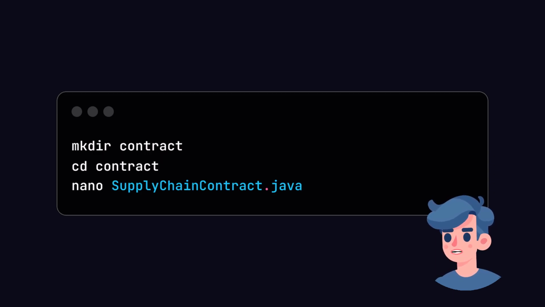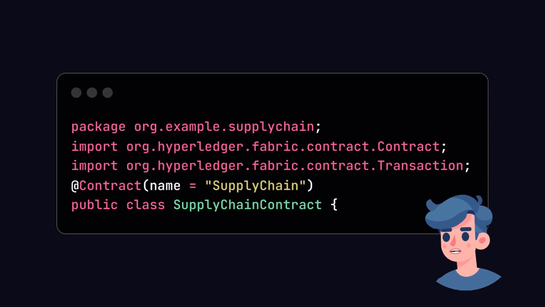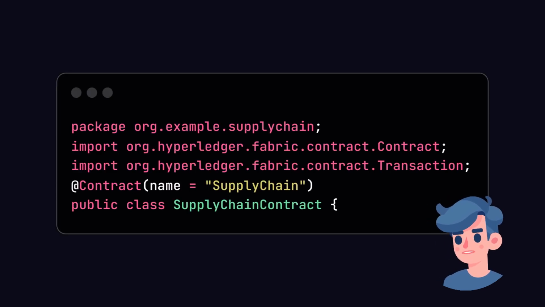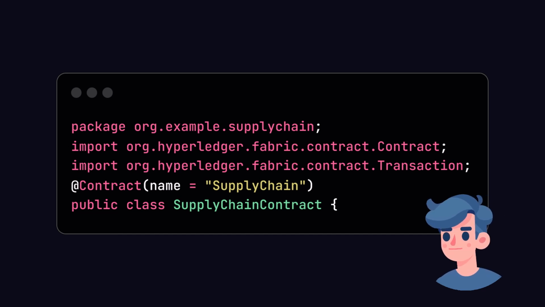With our network running, it's time to create our smart contract. We will write a simple smart contract in Java that tracks the movement of goods in the supply chain. Create a new directory for your smart contract and add a file called supplychaincontract.java. In this file, we will define our smart contract class and the methods that will allow us to manage the supply chain. Let's start by defining the contract class.